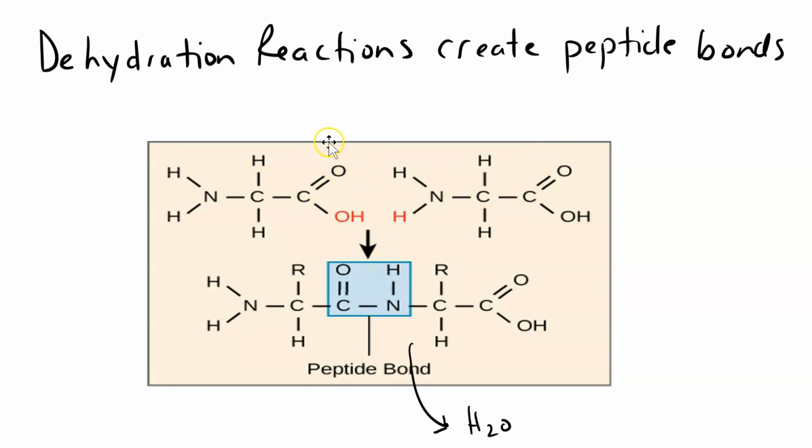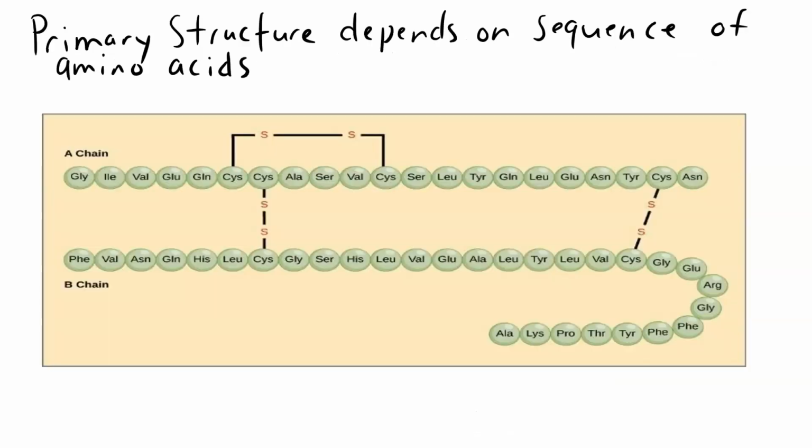So this carboxyl group of this amino acid will interact with this amino group over here of this amino acid, and it'll result in the production of a water from this hydroxyl and this hydrogen coming together. And here you see a peptide bond has formed. So now you have a little dipeptide on the way to becoming a protein.